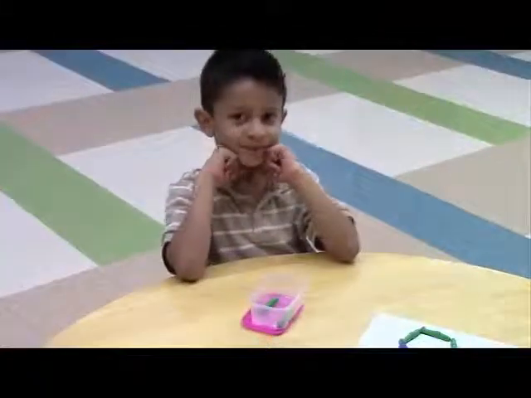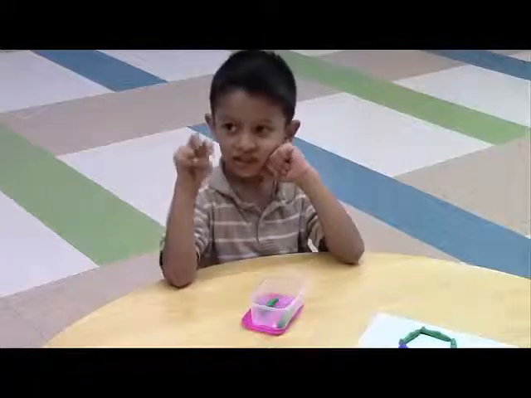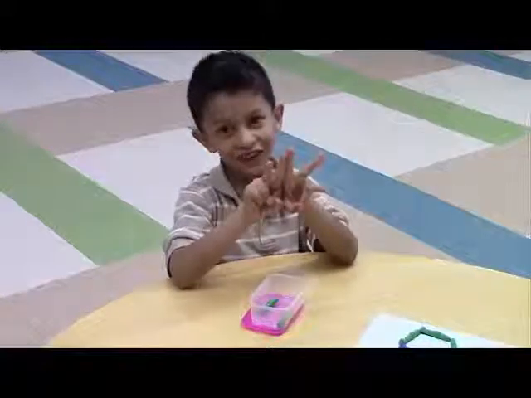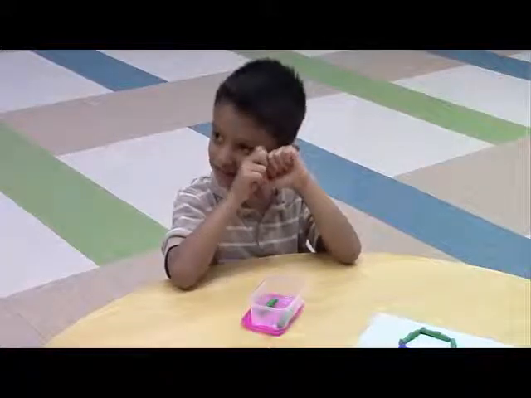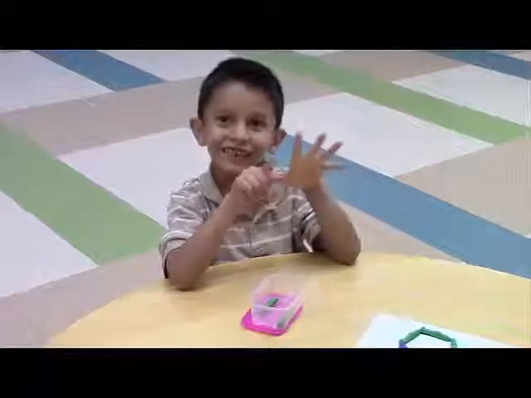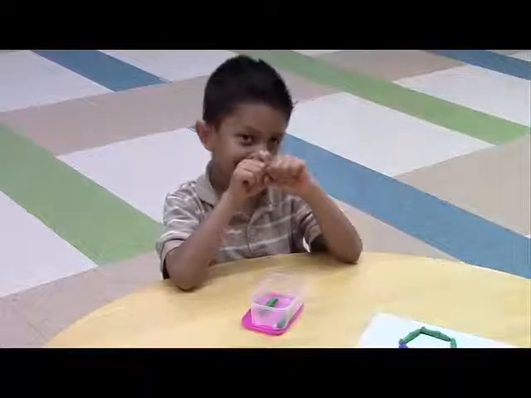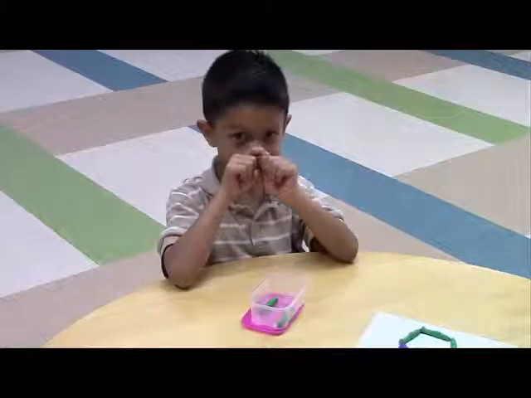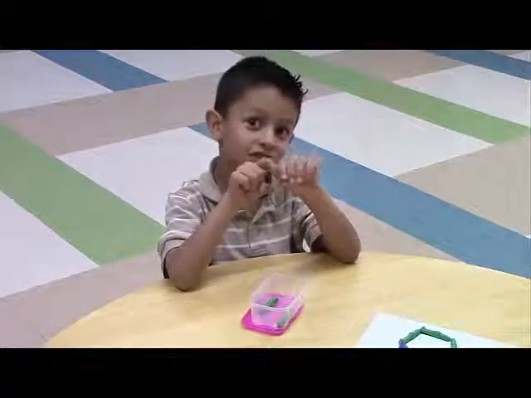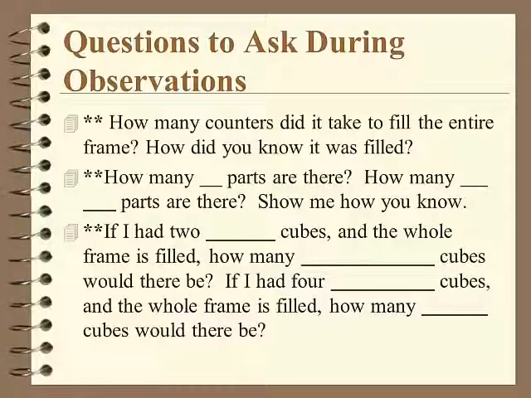And you, Josue, can you tell me one way to make 5? 2 and 3. Another way? 4 and 1. Show me with your fingers. 4 and 1. And show me another way. 3 and 2. Very good. Thank you.